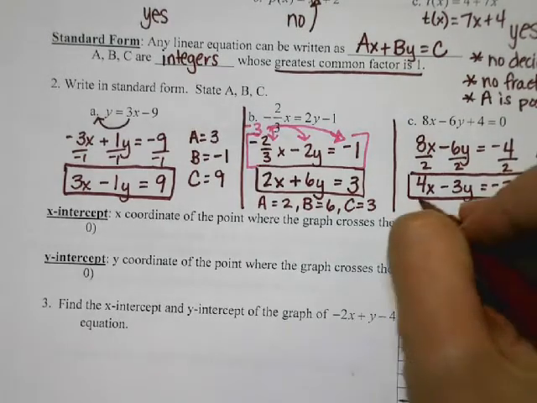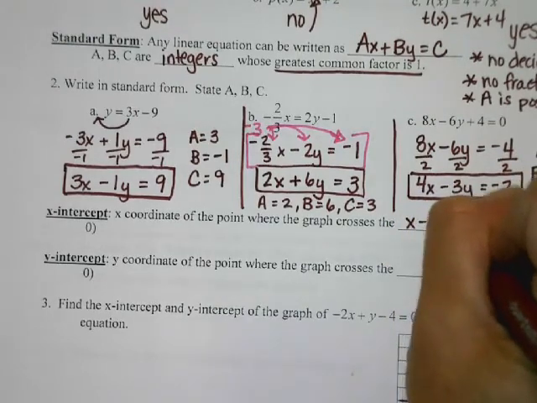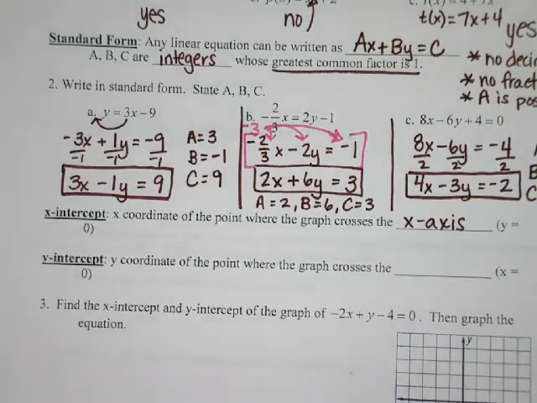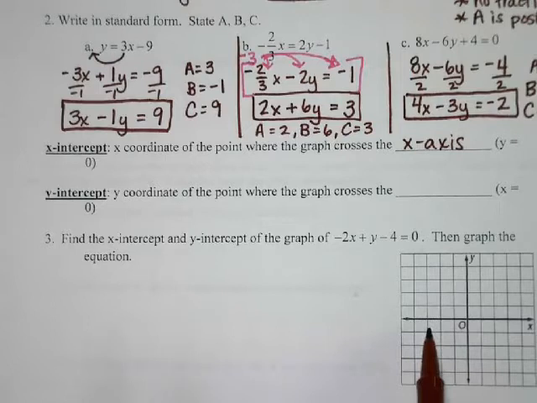Okay, so the x-intercept is the x-coordinate of the point where the graph crosses the x-axis. Okay, on the x-axis, the y-coordinate of the x-axis is always 0.